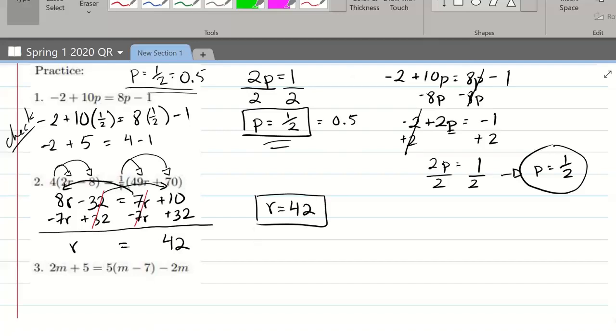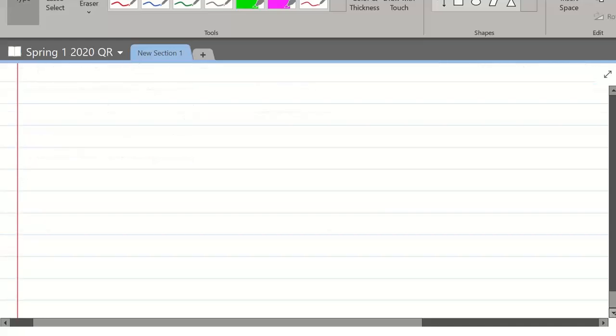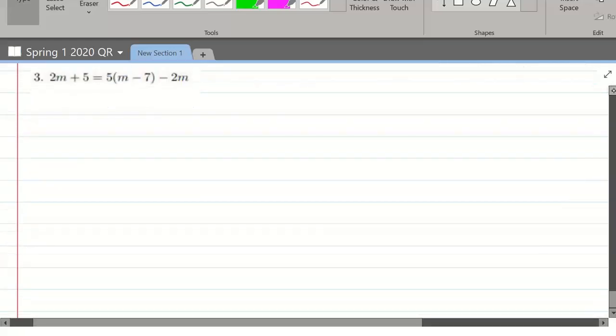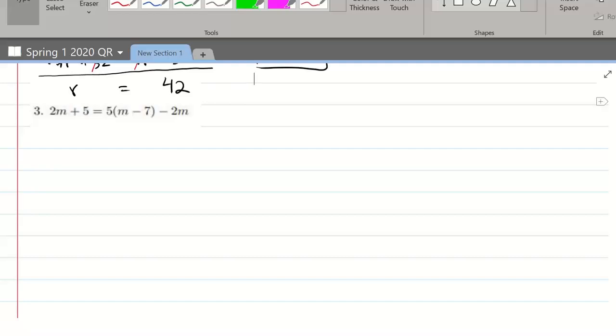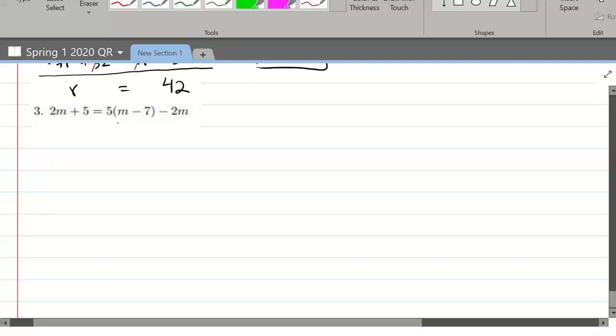All right, so let's move on to the third one. So we have 2m plus 5 equals 5 times m minus 7, and then the whole thing minus 2m again, right? So before combining like terms, remember always distribute whenever you see parentheses, right? So this 5 gets distributed to the m and to the negative 7. So we write this out again.